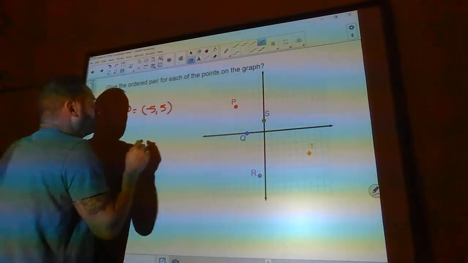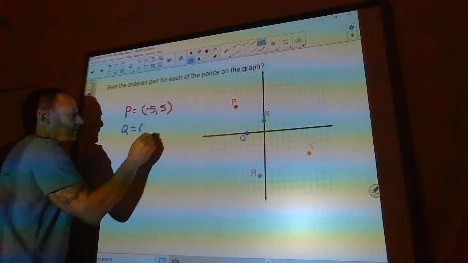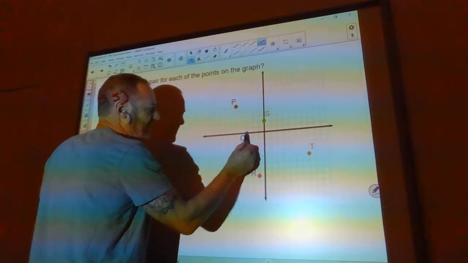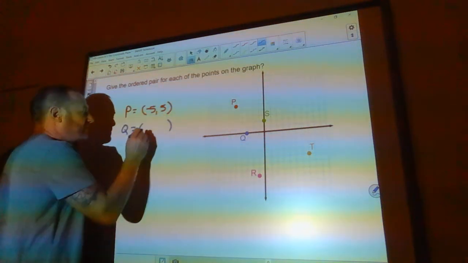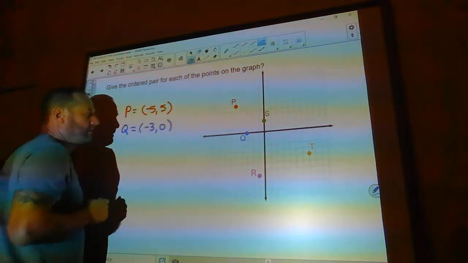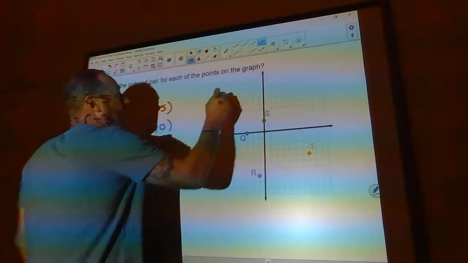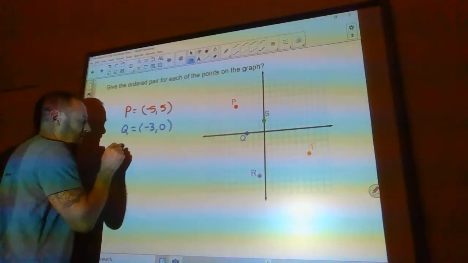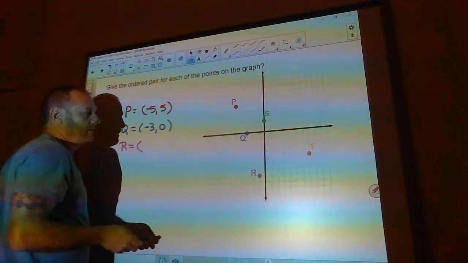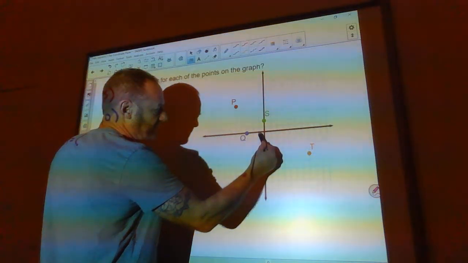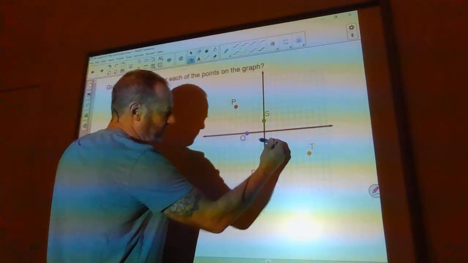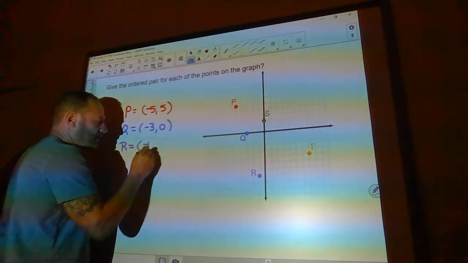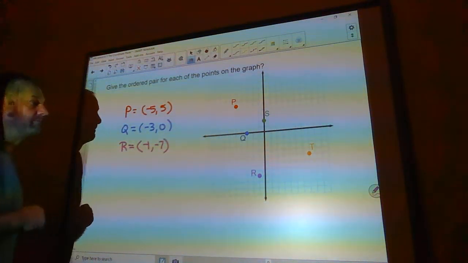So the point Q. Okay, this one is -3, 1, 2, 3, and then it doesn't go up or down, so the y-coordinate is just 0. The point R. Okay, this one would be -1, so it would be the left one. And then it'd be down 1, 2, 3, 4, 5, 6, 7. So that's going to be -1, -7.